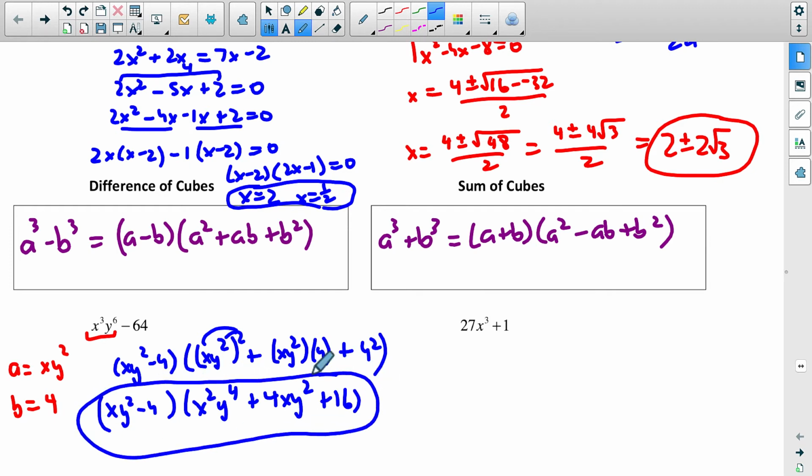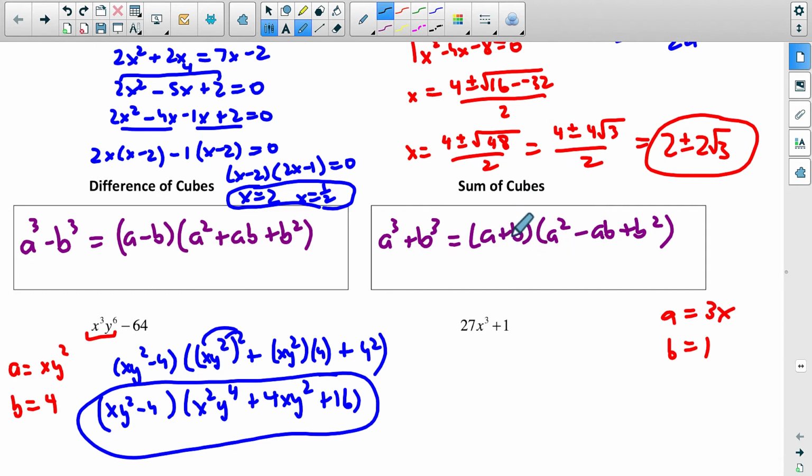And you factored it. Okay, similarly for this one, what's the a, what's the b in this one? Well, the b is pretty easy. It's 1. 1 cubed is 1. What do you cube to get 27x cubed? You cube 3x. And there you go. Now you plug that into this formula and you'll have this one as well.